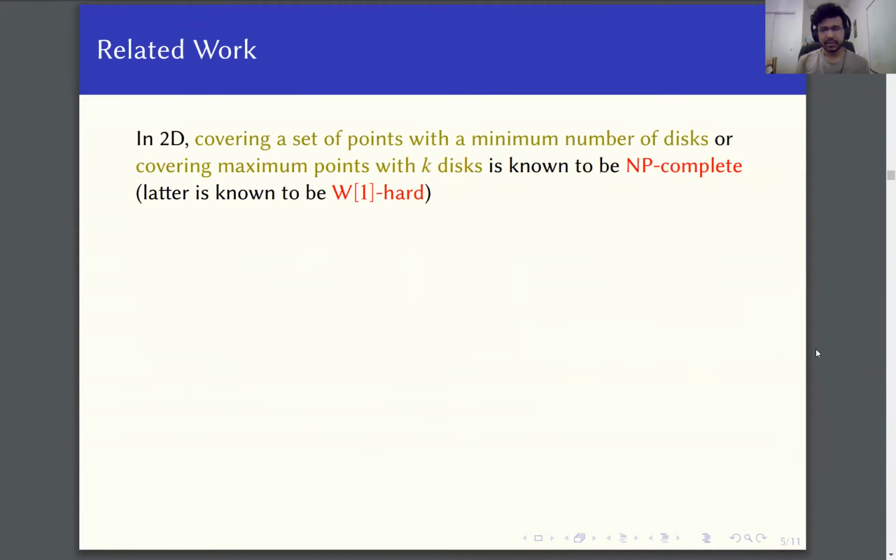The geometric max coverage problem has rich literature. In particular, in 2 dimensions, the problem of covering a set of points with a minimum number of disks or covering the maximum number of points using k disks is known to be NP hard. The latter problem is known to be W[1] hard, which implies that an exact algorithm for this problem will have a running time of the form n to the power function of k.